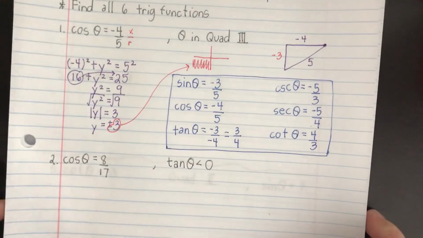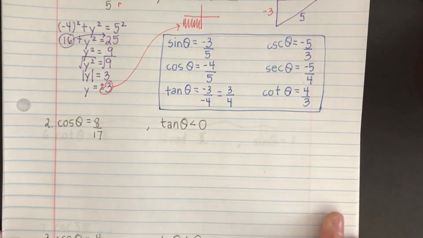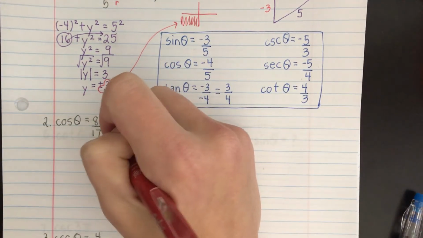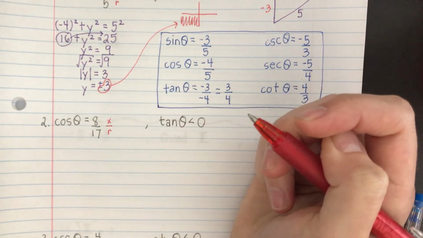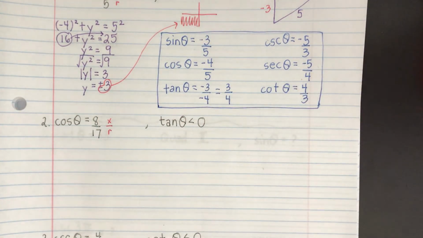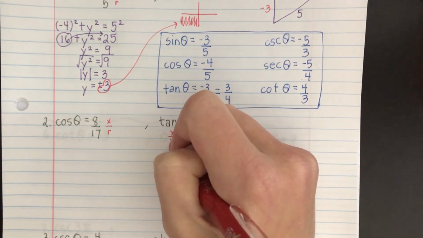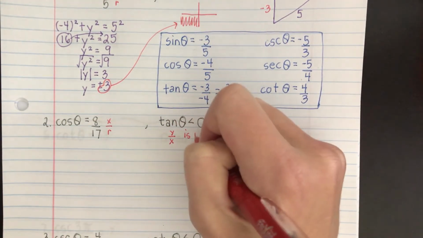Okay, now let's look at number 2. Cosine of theta equals 8 over 17, where tangent of theta is less than 0. So a couple of things. Cosine, remember, is our x over r. We're dealing with positives here, yay. Tangent of theta is less than 0. So remember, tangent is y over x. So y over x is negative.